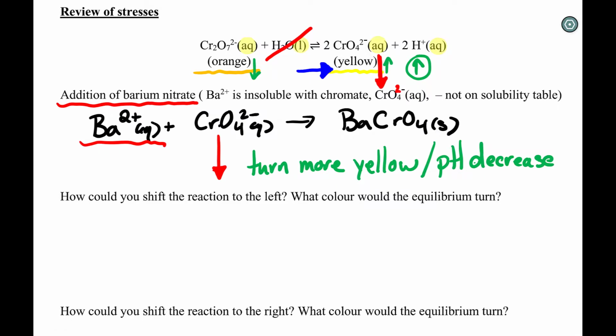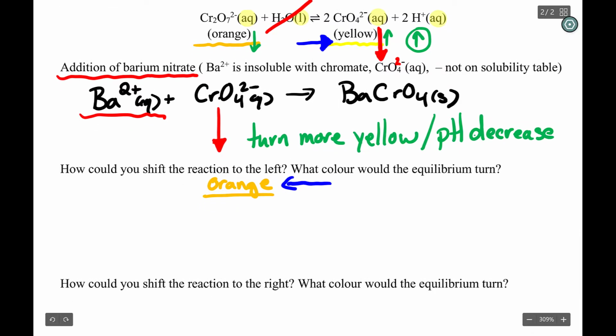Now let's look at two other scenarios. What could we do to shift the reaction to the left? What color would the equilibrium turn? And how could we shift the reaction to the right? And what color would the equilibrium turn? Now, if I'm shifting to the left, I'm pointing towards what is orange. So no matter what, as long as we are shifting to the left, we're going to look orange. And if we shift towards the right, which is this direction, we're shifting towards whatever is yellow. And so the solution is going to turn yellow. I'll go over that so you can see it better.